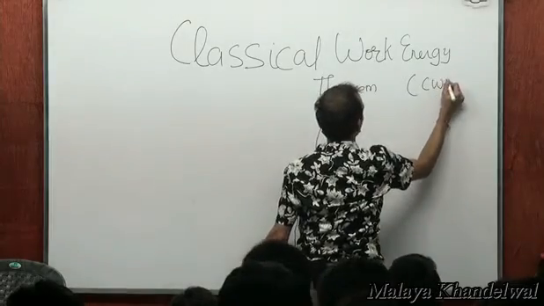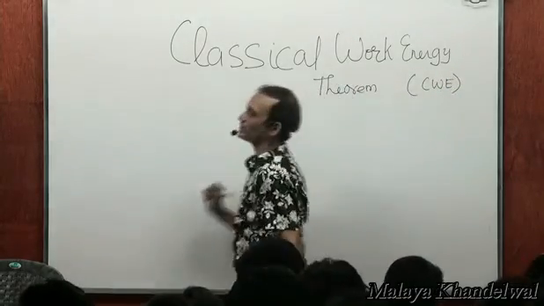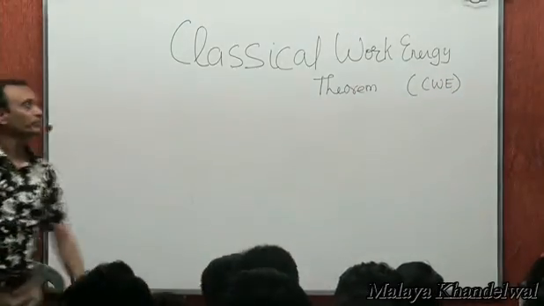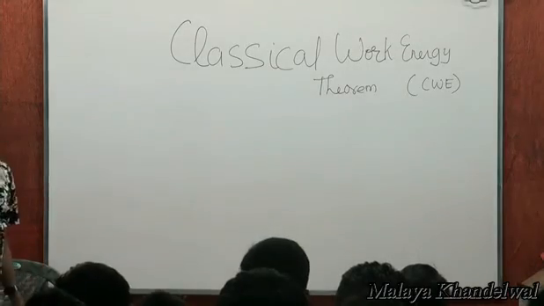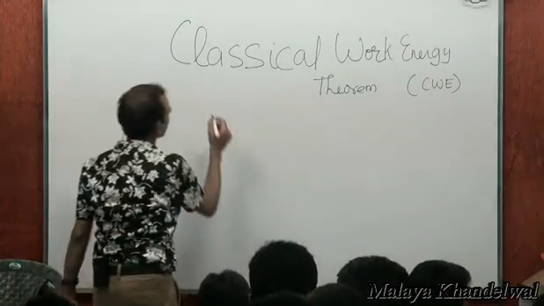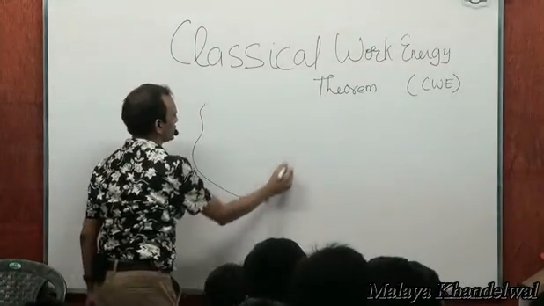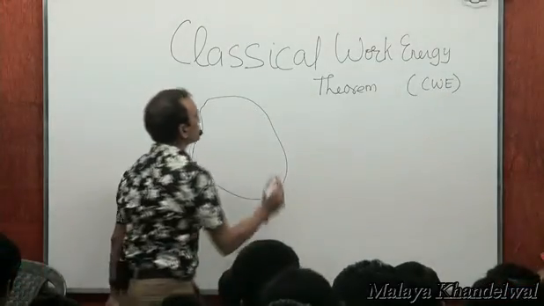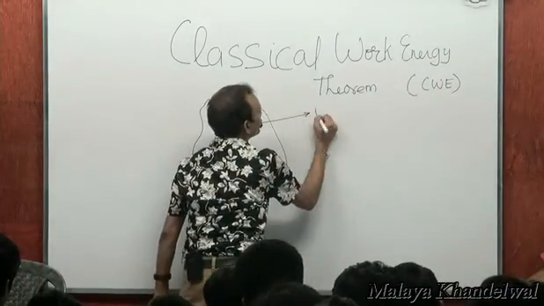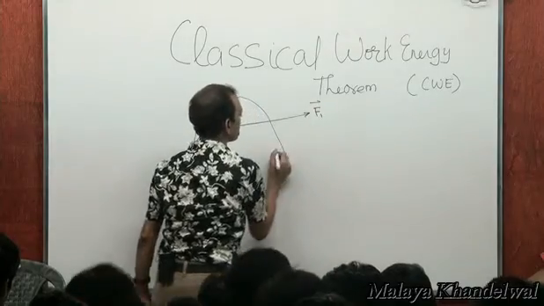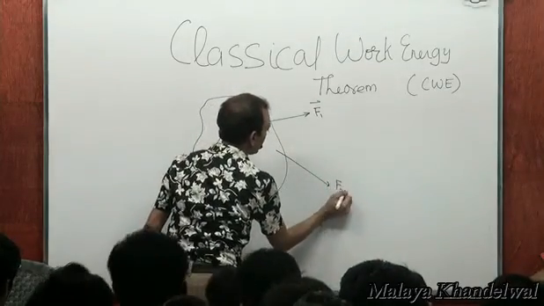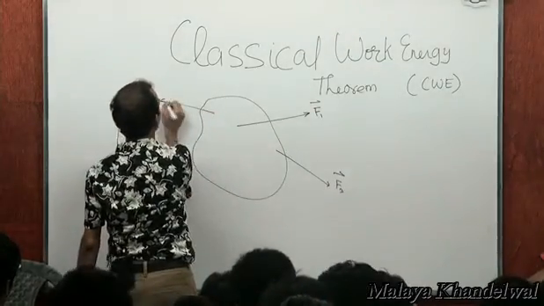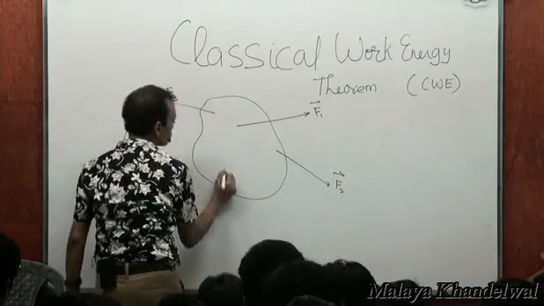CWE. Sometimes we'll just call it WE or CWE, classical work energy theorem. So there could be a particle or a system of particles, and they could be acted upon by forces F1, F2, F3, and so on and so forth, say Fn.